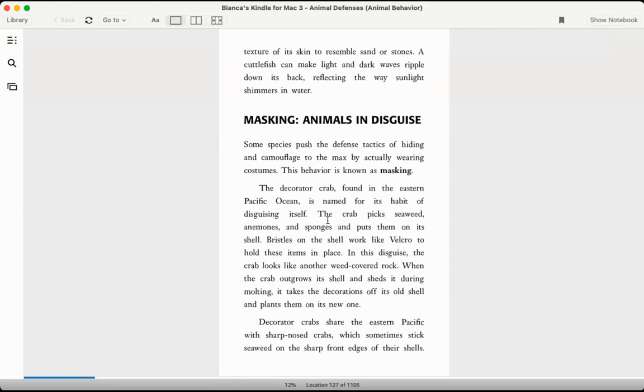Anemone. That's where I think Nemo's parents live, in the anemone, remember, Nemo?